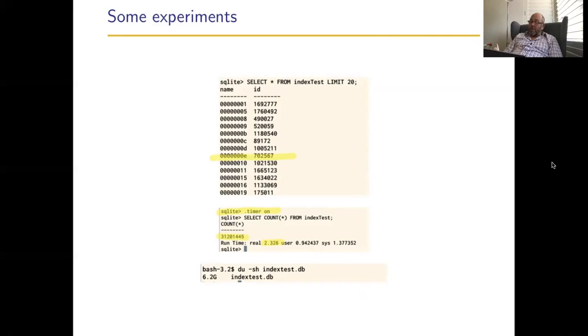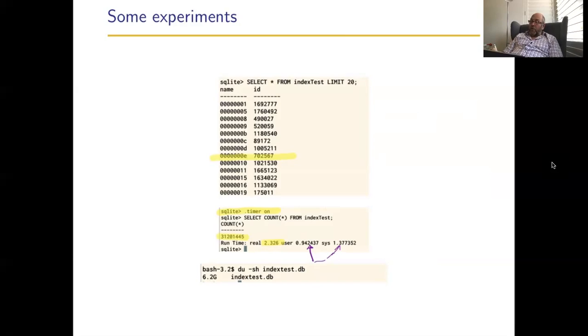Real is the actual real elapsed time. That's like 2.3 seconds. User is the amount of CPU time that the user consumed. Sys is the amount of system time that the process or the command consumed. So basically, user plus sys should be about the same as the real time. If there are many, many other users on the machine, then the real time might go bigger, even though the actual time used by the command is still the same.